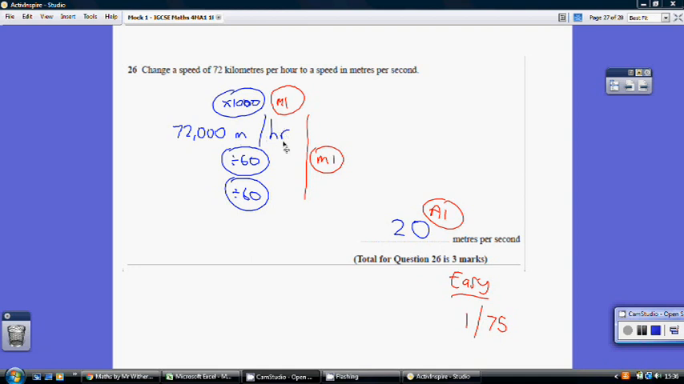Now I need to change it from hours to seconds. So first of all I'm going to divide by 60 to take me into minutes, and then divide by 60 again to take me into seconds. So 72,000 divided by 60 divided by 60 again gives me 20 meters per second.